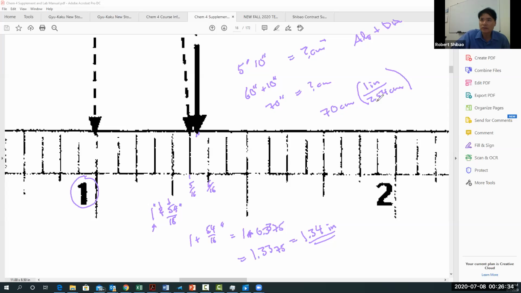This is an exact conversion factor. Exact conversion factors, we should know all of them. So I know this one, memorized it. Oops, what am I doing? Sorry, I'm doing this wrong. It's 70 inches, not 70 centimeters. Sorry. Let me redo that. So I'm 70 inches tall.